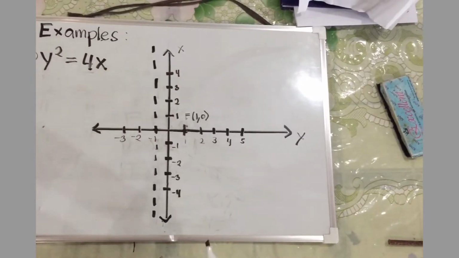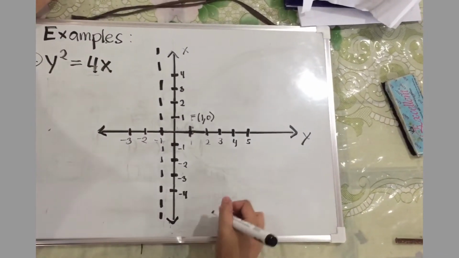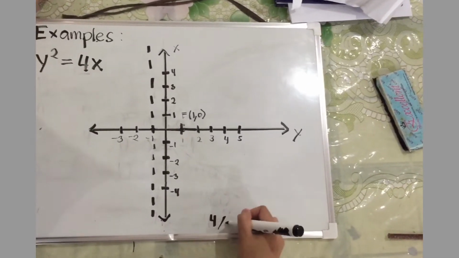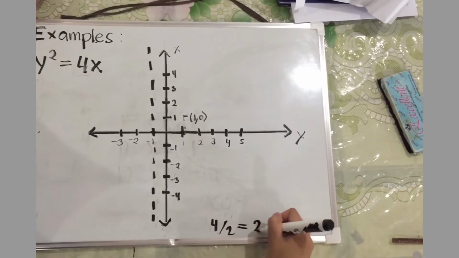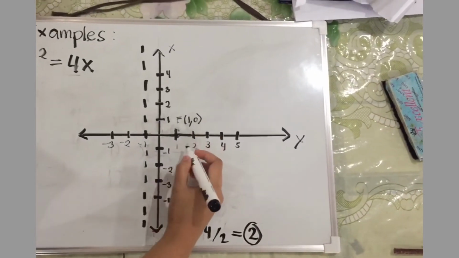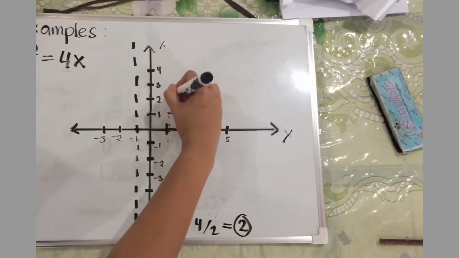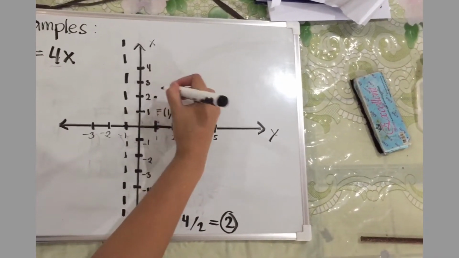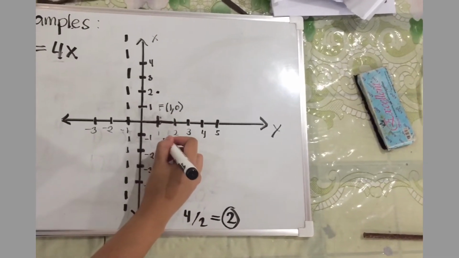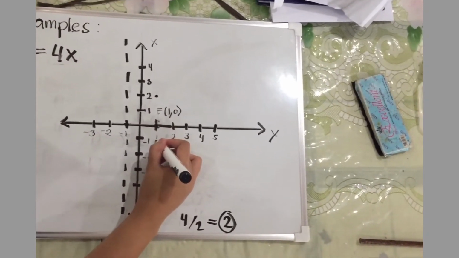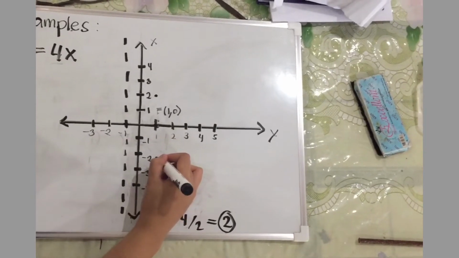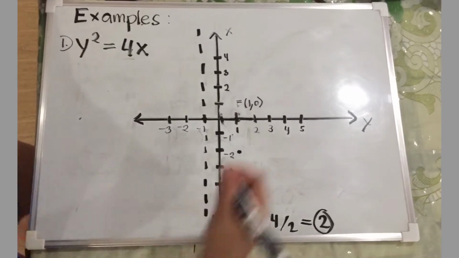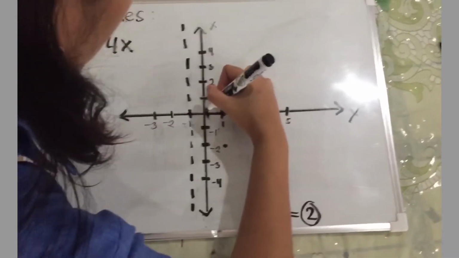And the length of latus rectum, which is 4, when we divide it by 2, it is 2. So we will move upward a unit of 2. 1, 2. Downward, we will also move a unit of 2. 1, 2. So the parabola will look like this.